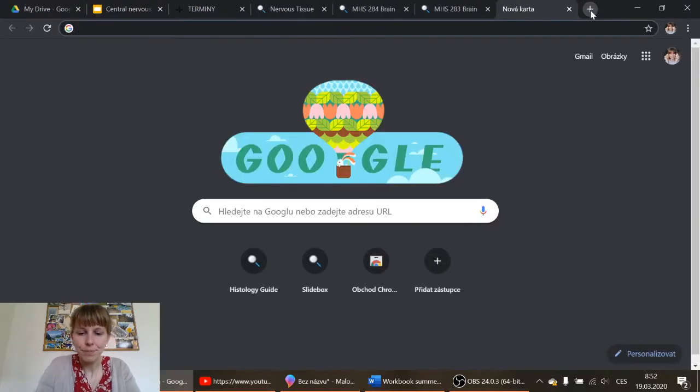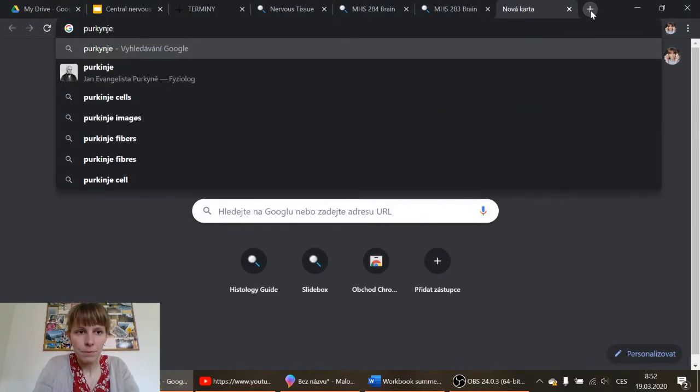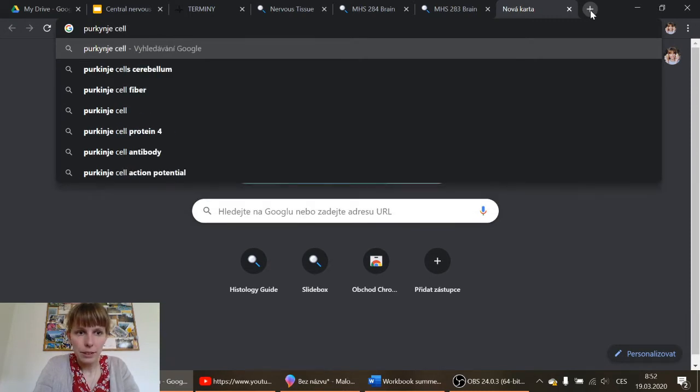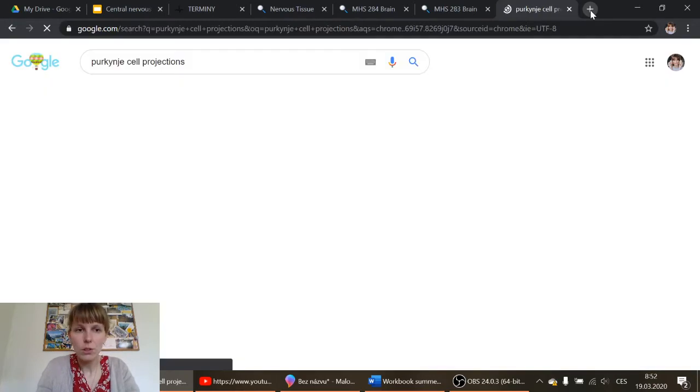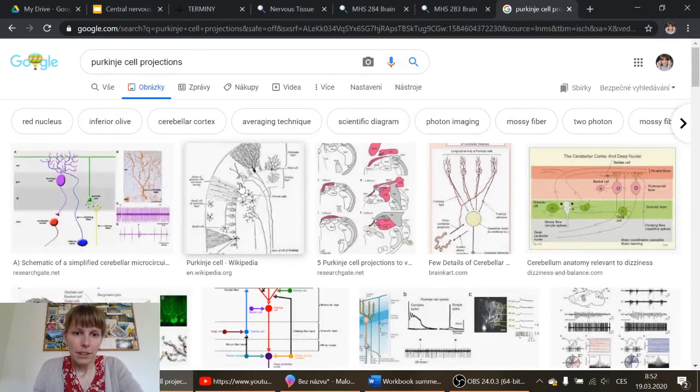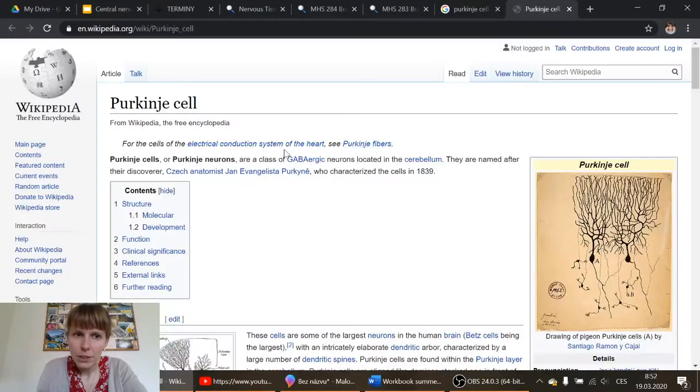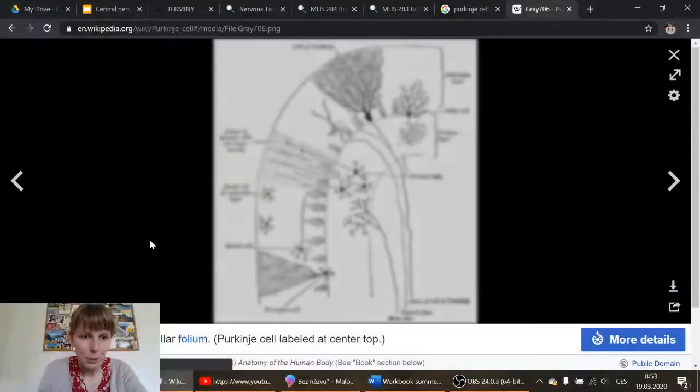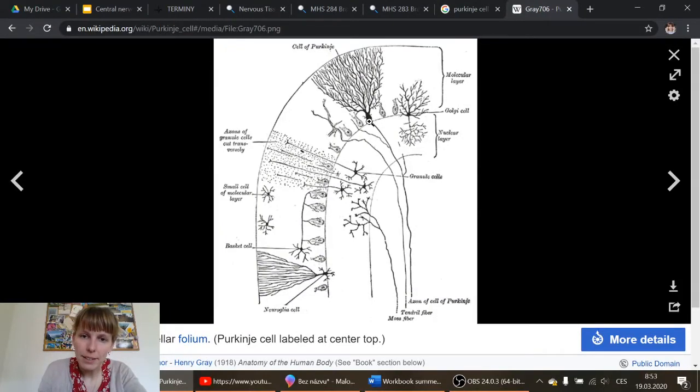Purkinje cell projections. So let's take a look. It's very small. Well, Wikipedia, here we go. The Purkinje cell is sitting here, and it's sending the axon through the granular layer where you have the small granule cells, and the axon is going all the way into the white matter. And through the white matter, the axon will reach nuclei in the white matter of the cerebellum.